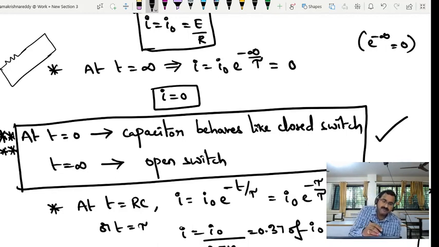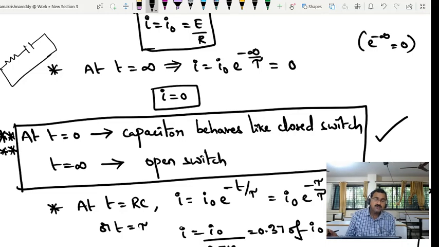At t equal to infinity, the capacitor is there in the circuit, but the condition is that t equal to infinity means reaching the steady state. They will mention in the problem "reaching the steady state." The first condition you can understand easily, when the key is closed, that is given. But t equal to infinity they will not give.